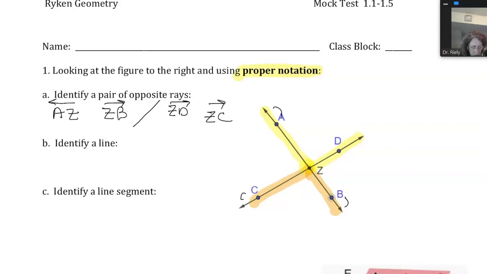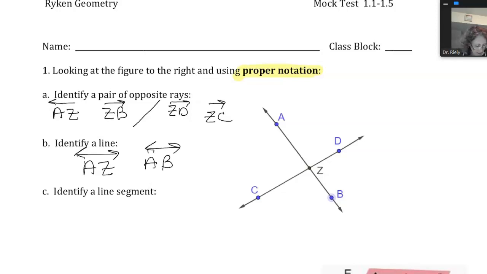Okay, so now let's go back and identify a line. So a line could be lots of things. So let me erase this. We have several lines here. And one line, and a line is always named by two letters, could be a Z with a line symbol, could be a B with a line symbol, it could be CD with a line symbol, and numerous other things. But that gives you 3 examples.